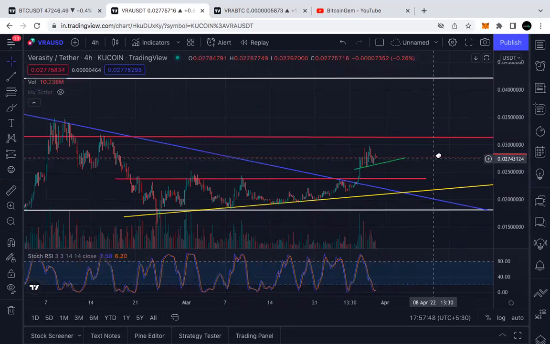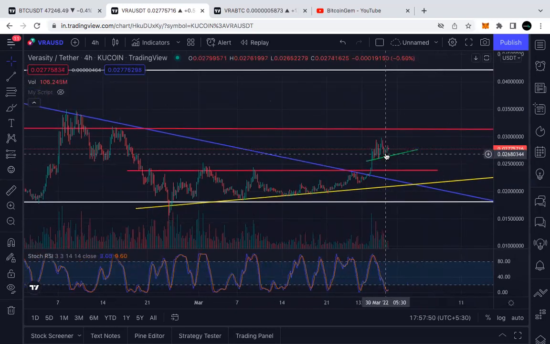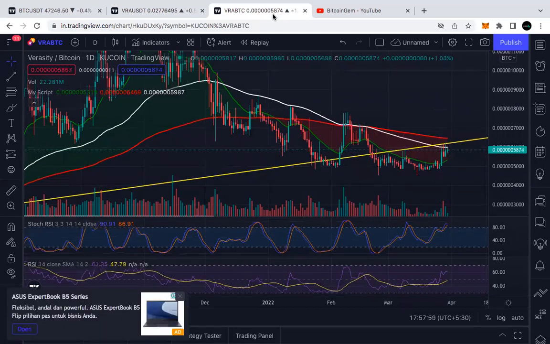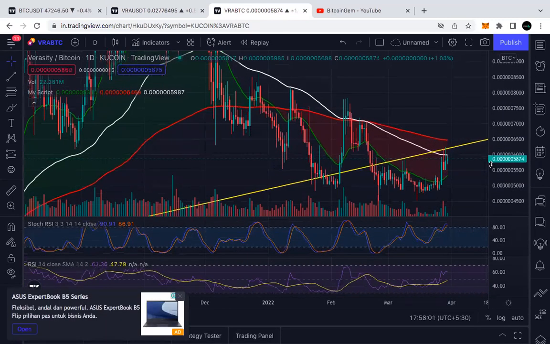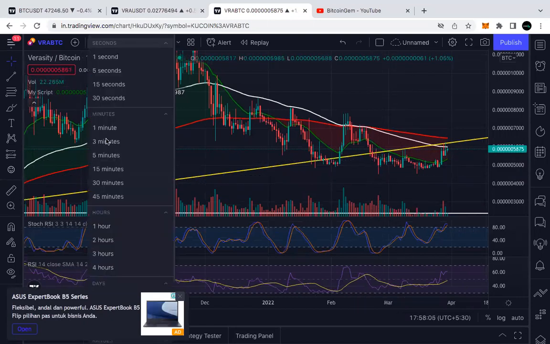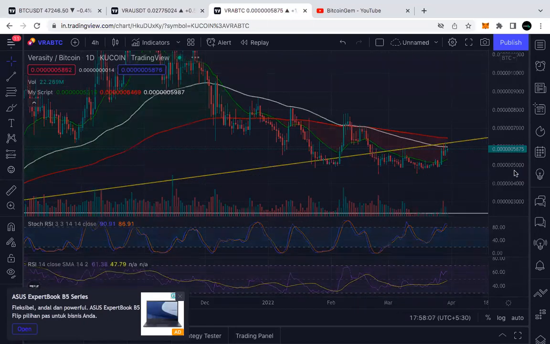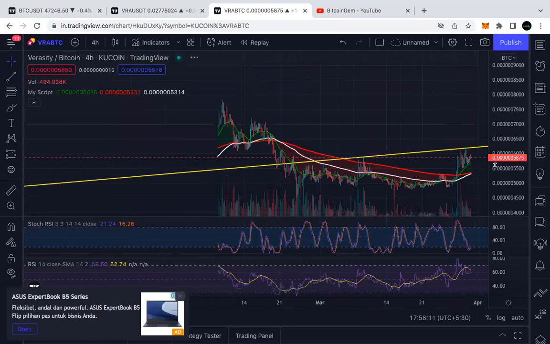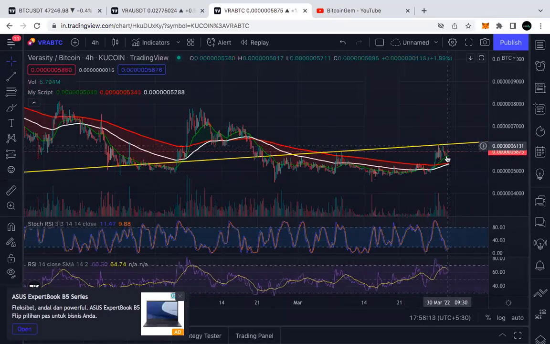So if you're waiting to buy some dip, I think if we break this trend, then you can buy it over here, or else you can start adding your position over here, because I'll tell you why. If we look at the VRA BTC chart, the VRA BTC chart is also currently retesting previous resistance, and it is finding a good support over here.